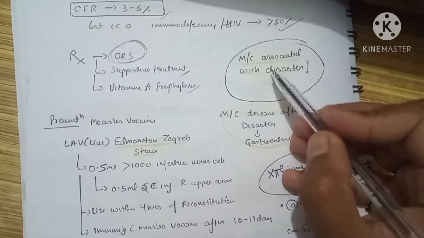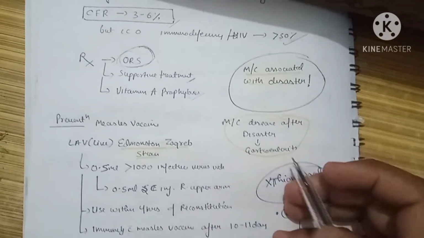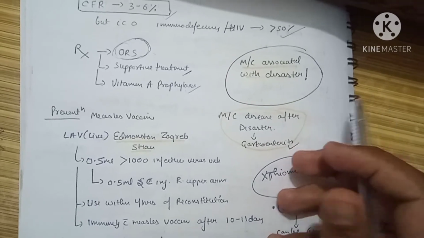Now, measles is a disease which is most commonly associated with disaster. But remember, the most common disease after disaster is gastroenteritis. These two are different MCQs.